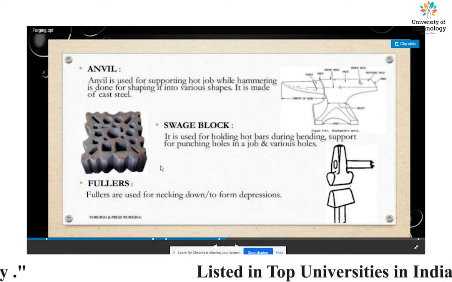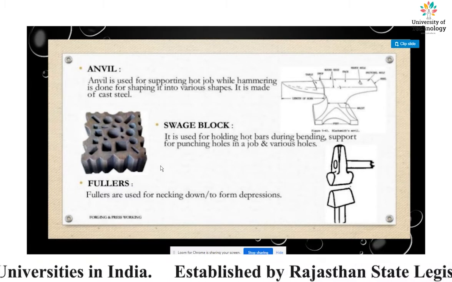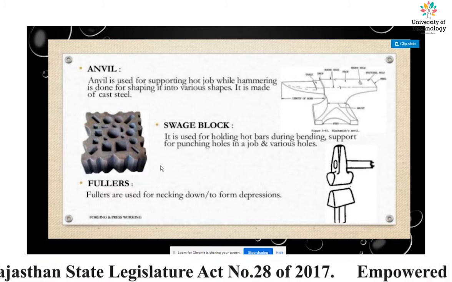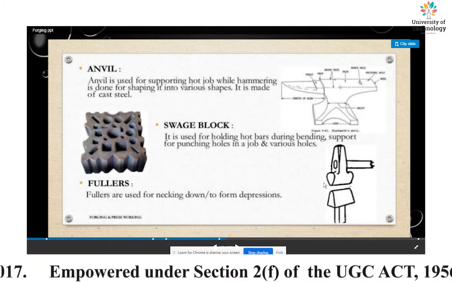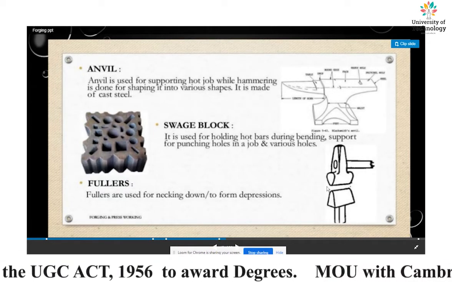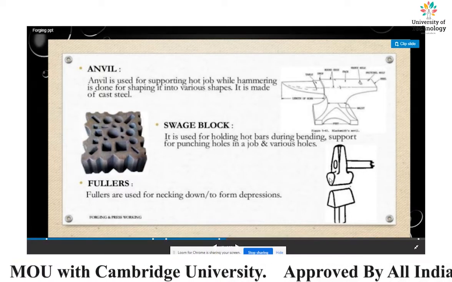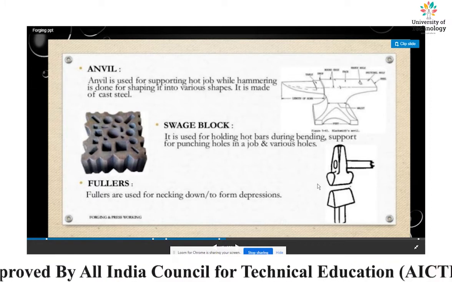And the fullers. Fullers are used for necking down to form depressions. Students, here what you are seeing, that type of forging tool is known as a fuller. It is used for giving necking to any object, and for making a groove in it. So that is one type of forging tool.